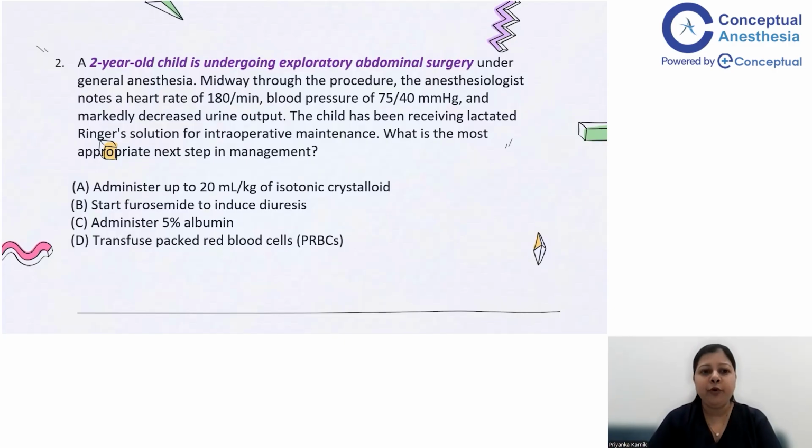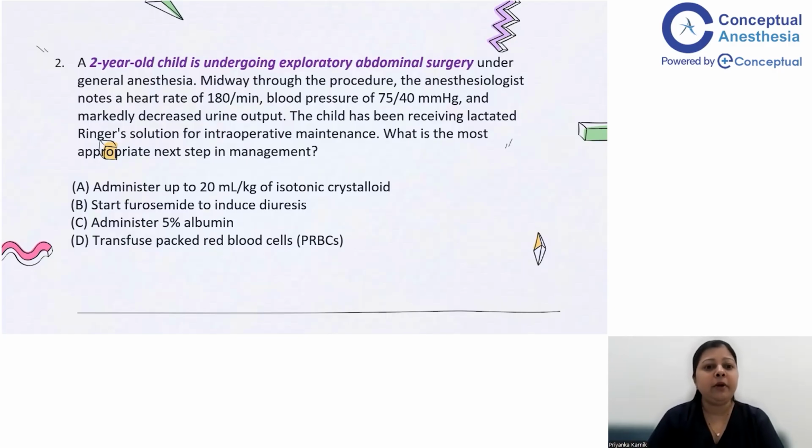So the replacement fluid always has to be an isotonic fluid, either ringer lactate or normal saline. So any isotonic crystalloid bolus has to be given, and the bolus can be up to 20 ml per kg. Sometimes even further boluses will be required. So now let us look at the other options.